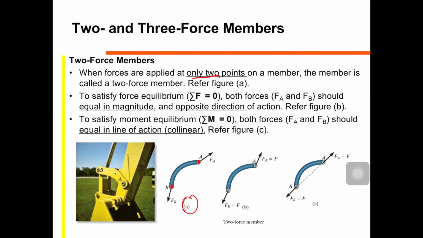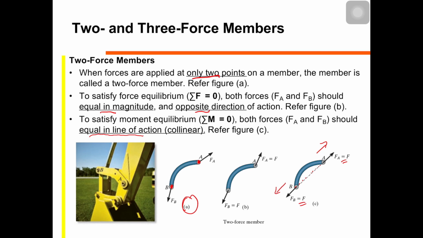Okay, so a two force member must satisfy equal magnitude and opposite direction, and also equal line of action. That means they must have the same magnitude but opposite direction, and in one line. Alright, so that is a two force member.